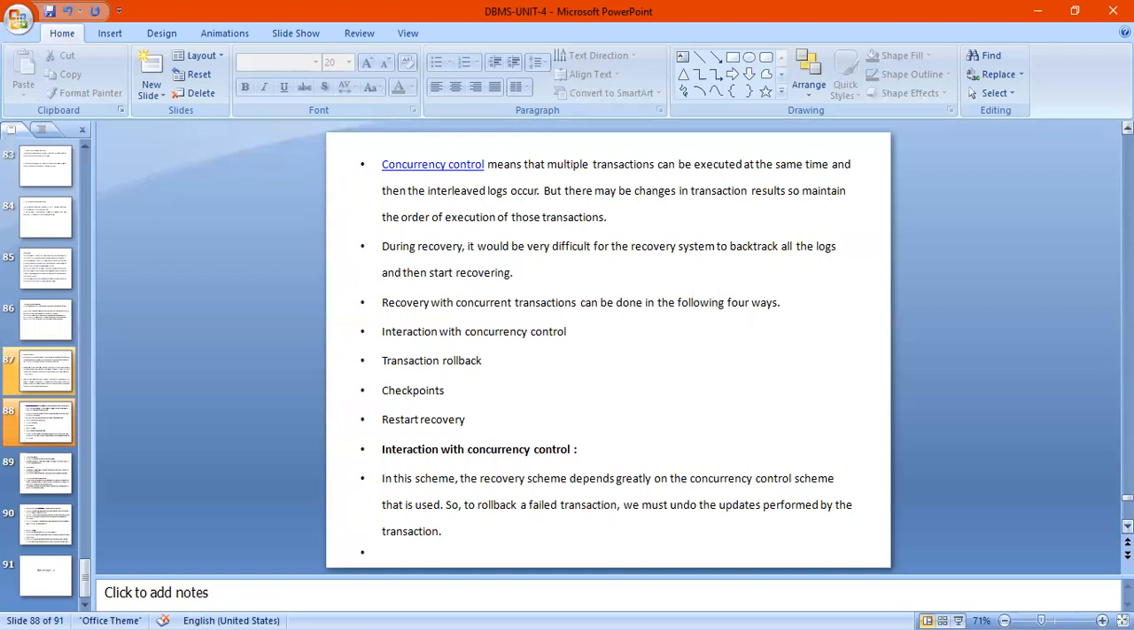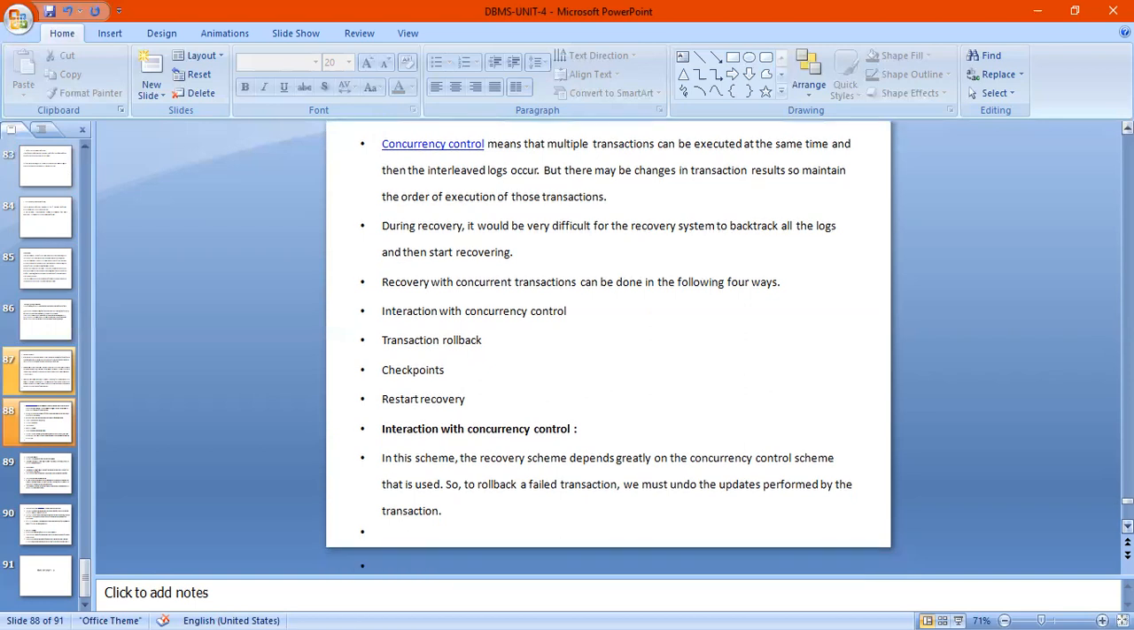Interaction with concurrency control. In this scheme, the recovery scheme depends greatly on the concurrency control scheme that is used. So, to roll back a failed transaction, we must undo the updates performed by the transaction.